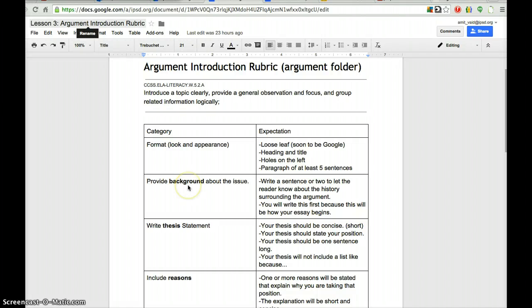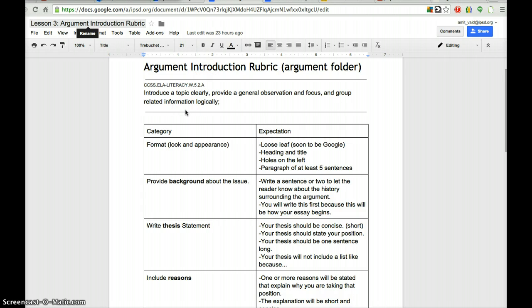Hi students, I'd like you to take a look at this argument introduction rubric. Because we're going to be not only writing argument essays, but also giving speeches and engaging in debates, I think it's important for us to have a structured argument, and that includes an argument that has some sort of introduction.